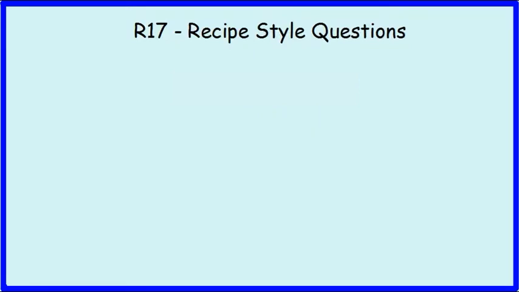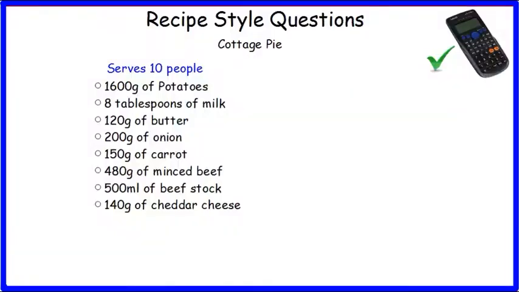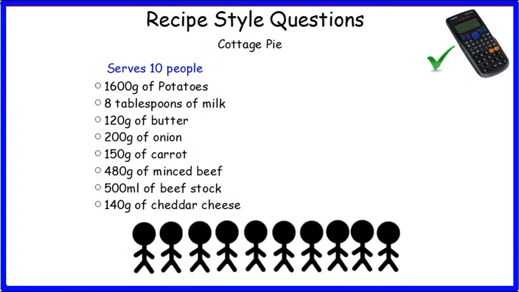In this video, we're going to look at recipe style questions. Here's the recipe for cottage pie, and that will serve 10 people. So you could be asked how to serve 5 people. That's very straightforward. You would get your 10 people divided by your 5 people, and that is divided by 2. So you would need half the ingredients.